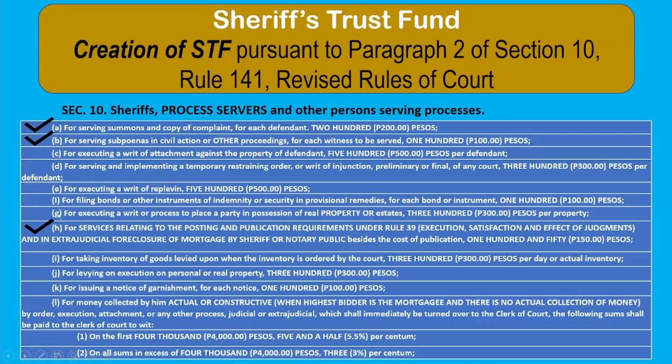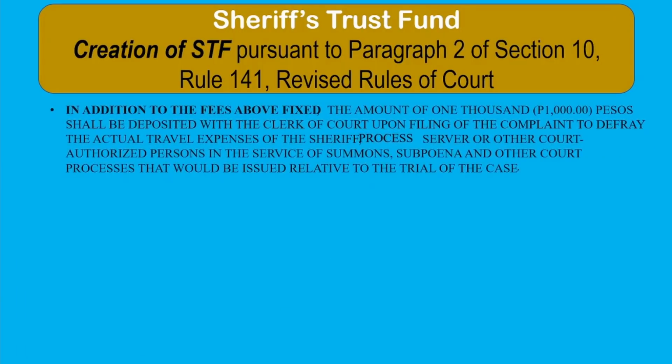So how about costs or expenses relating to extrajudicial foreclosure of mortgage by the sheriff or any authorized court personnel? So let's go back to the provision of paragraph 2. So under paragraph 2, STF is only applicable to expenses relative to the trial of the case. So extrajudicial foreclosure is not trial of the case. So it's not covered by the STF.